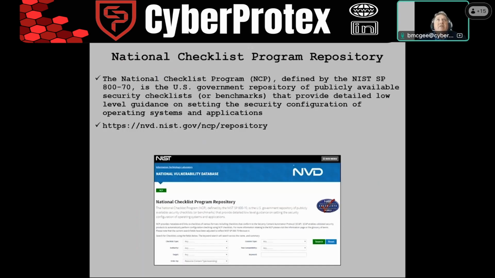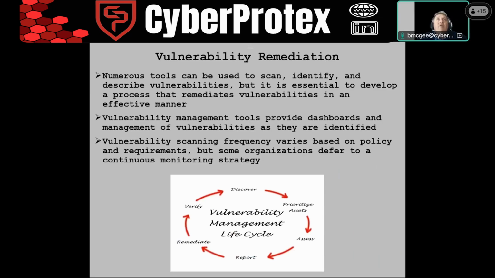This NCP here is from NIST, and you can actually go and get a checklist as well for any security components that you're looking to test against. They have this repository out there where you put in the checklist type and then what targets you're looking for. And by searching for specifics here, you can go in and actually get that checklist and cater it to your program, which is kind of cool.